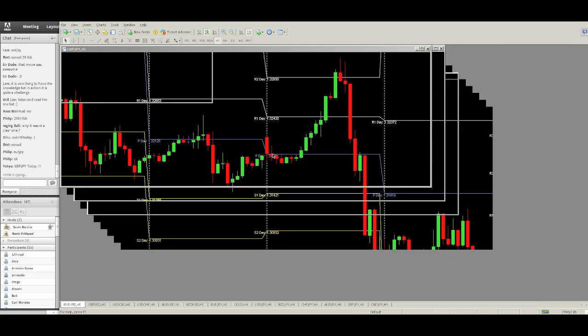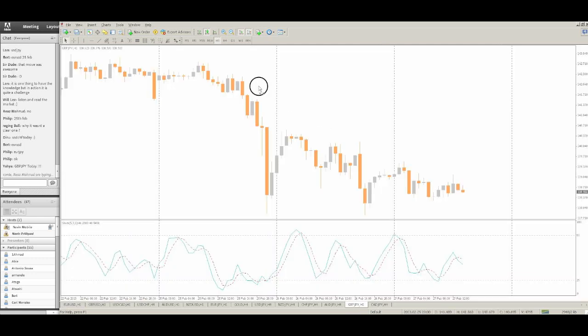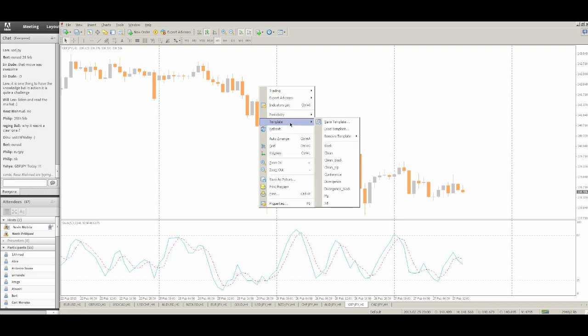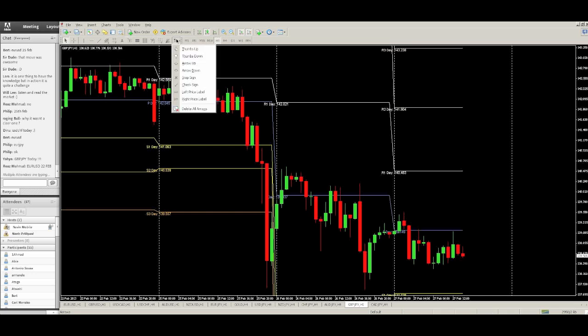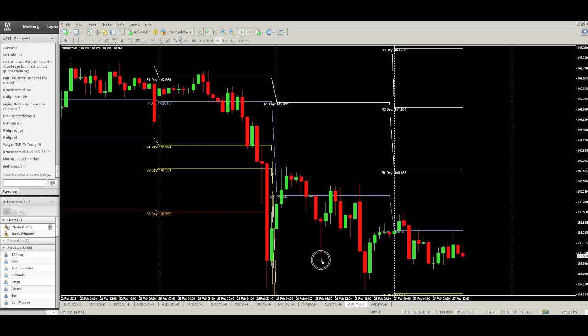GBP, Japanese yen today. Let's take a look at pound yen today. Okay, I don't see anything on pound yen today. I think you're on a different time frame. But take a look at pound yen yesterday. Here's a trick question. Do I go long here?